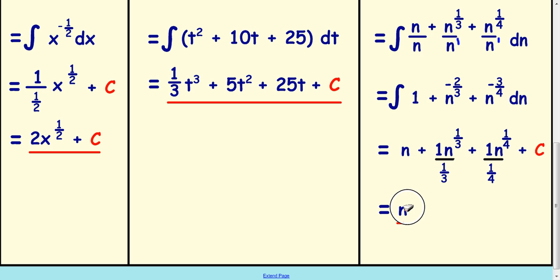Finish it off, you've got n, a third, 1 divided by a third is the same as 1 times 3 over 1, so 3n to the third, and 1 divided by a quarter is the same as 1 times 4 over 1, flip it over, 4n to the quarter, plus c.